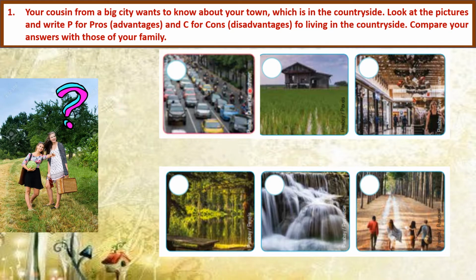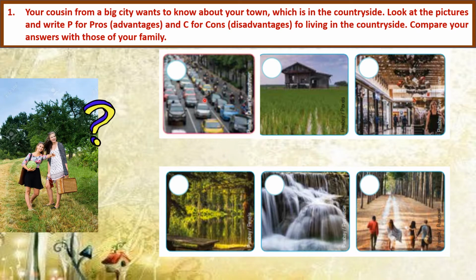Over here you have 6 pictures, and each picture gives us a message. Remember that you're going to associate each of these pictures with living in the countryside. Okay? So in the first picture, as you can see, there are lots of cars. First of all, what is countryside? Countryside means campo, like in this picture. As you can see, this is the countryside.